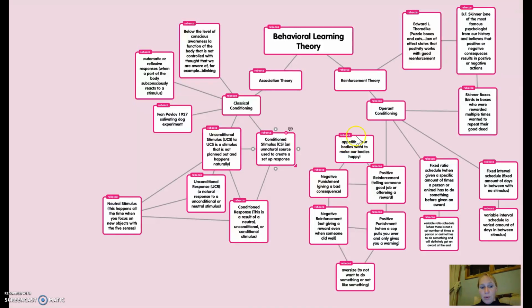Over here to the right, we have the reinforcement theory, and within the reinforcement theory is operant conditioning. Two psychologists that studied the reinforcement theory are Edward Thorndike and B.F. Skinner. B.F. Skinner is one of the most famous psychologists from our history. He believed that if you did something positive, you got positive consequences. If you did something negative, you got negative consequences.